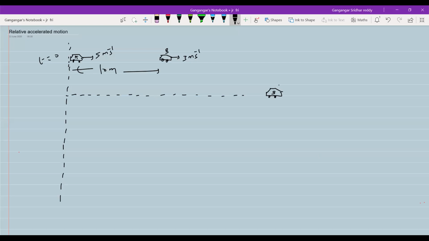Okay, there's a car B. So initially, at t equals 0, car B is ahead of car A by 10 meters. The velocity of car A is 5 meters per second, and that of car B is 3 meters per second. After what time will car A cross, or overtake, car B?